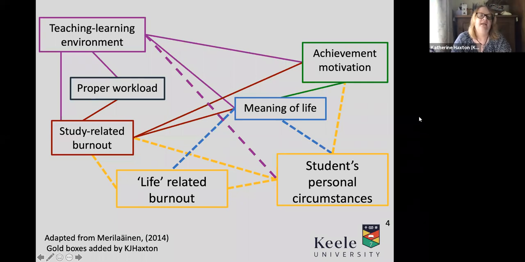So if we look at some of the aspects that can lead to students being less successful, the coloured boxes other than the gold here are adapted from a paper, and I've added the 2 gold ones. And this was a study that looked at something called study-related burnout in our students. It was on a paper on academic workload. So it considered things like the teaching and learning environment and the need for a proper workload.